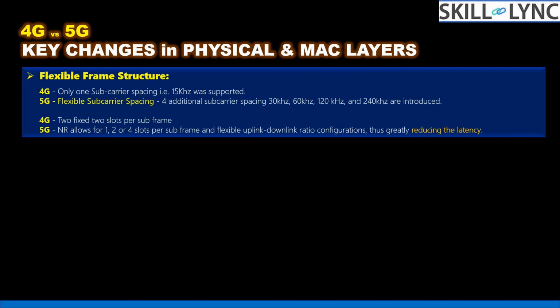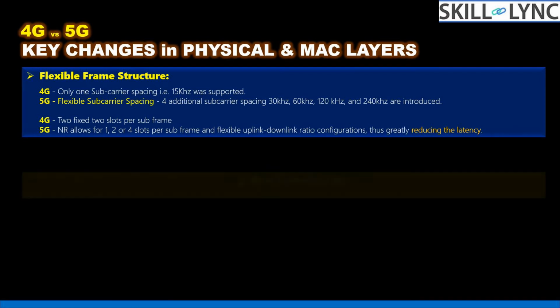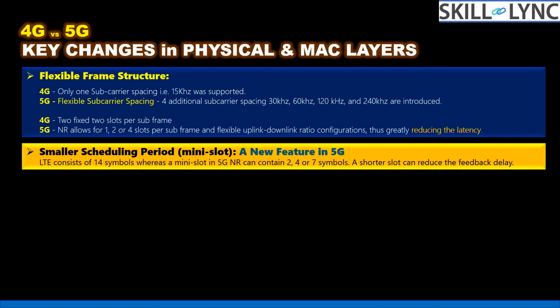In addition to 15 kHz, 4 additional subcarrier spacings, that is 30 kHz, 60, 120 and 240 kHz, are introduced. This reduces latency. Second, smaller scheduling period or mini slot. In 5G MAC, a new feature called mini slot is introduced, which reduces the scheduling time, that is, scheduling in symbols rather than in slots.